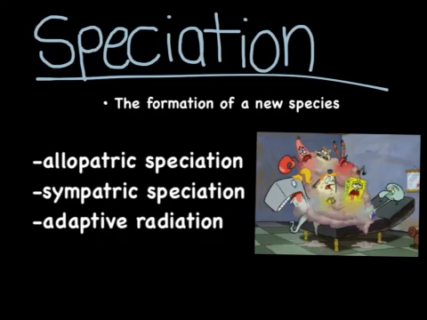Speciation is the formation of a new species and occurs by processes such as allopatric speciation and sympatric speciation, which both form new species, but one is with the presence of a geographic barrier and one is without. And lastly, there is adaptive radiation, which is the rapid evolution of many species from a single ancestor.